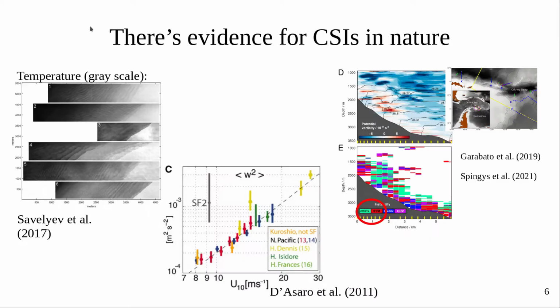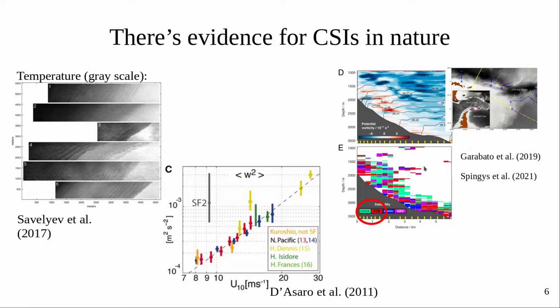We actually have evidence for CSIs in nature. We have a lot of numerical evidence, but we also have some experimental evidence. Here I'm showing 3 different papers, one by Savelyev, Eric Rosario, and a group of papers that Garabato and Spinges were part of. I advise you to go look at all these papers. These 2 on the left are evidence for CSIs in the surface boundary layer, but I'm going to focus on this one on the right, which has evidence for CSIs in the bottom boundary layer.